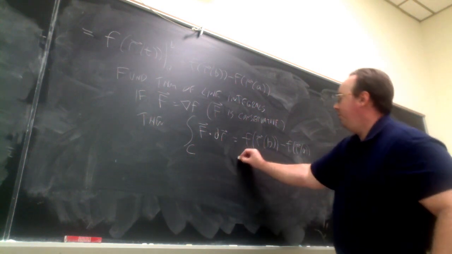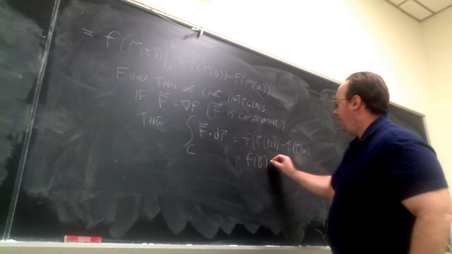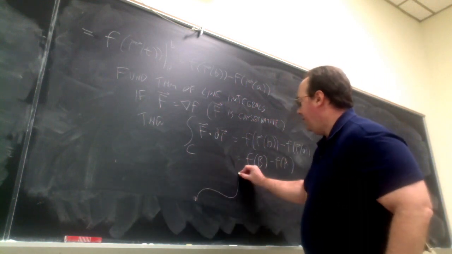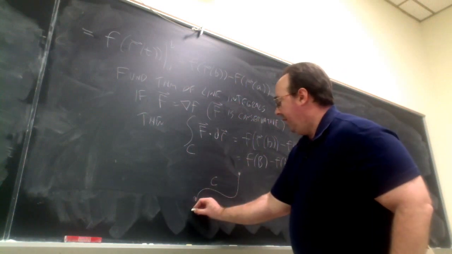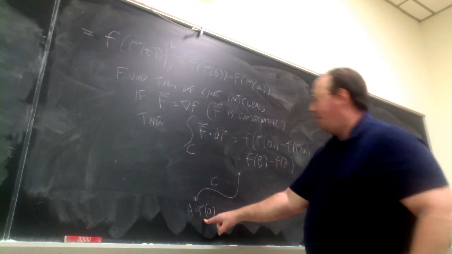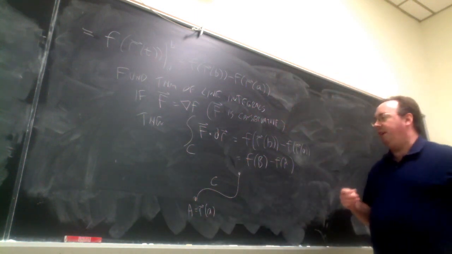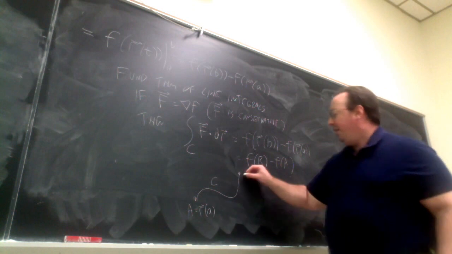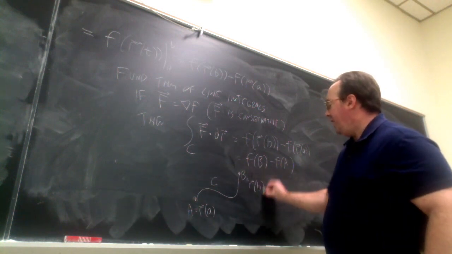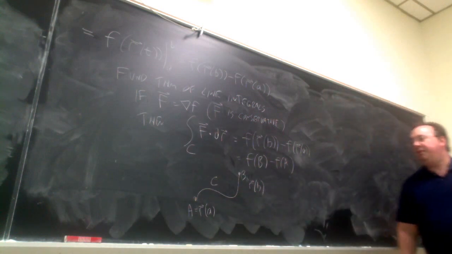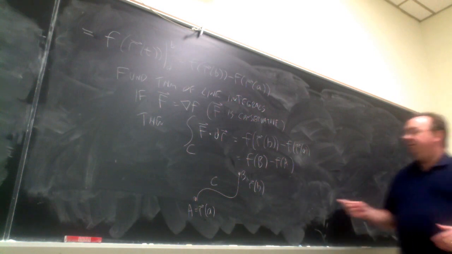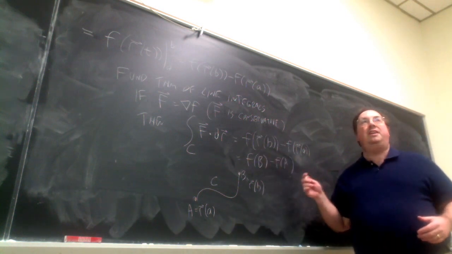Okay, in fact, what I can do is write it this way: f of capital B minus f of capital A, where here's your curve C. So here's point A, big A, which is the parametric equations evaluated at t is little a, and then point B, which is parametric equations evaluated at the ending time, which is a little b. So the line integral only depends on the values of your potential function at the endpoints.